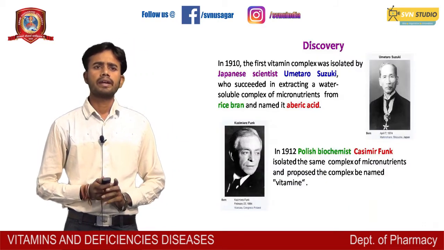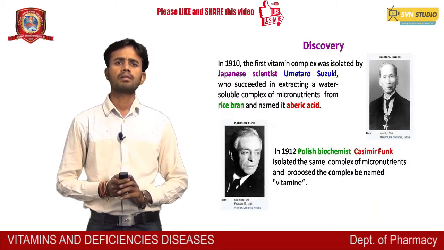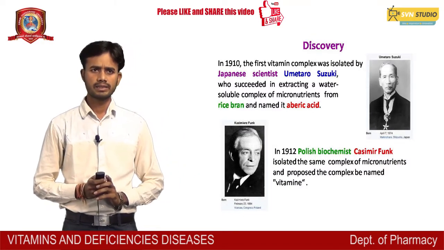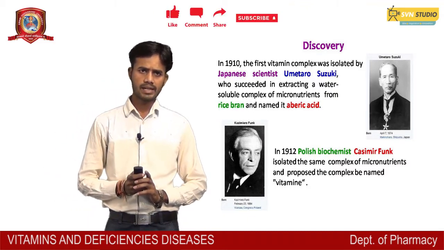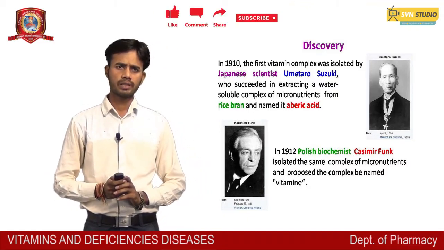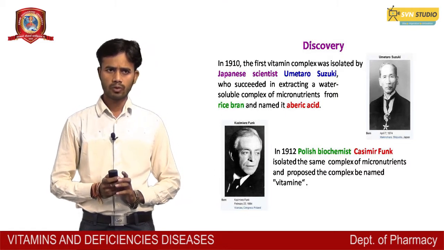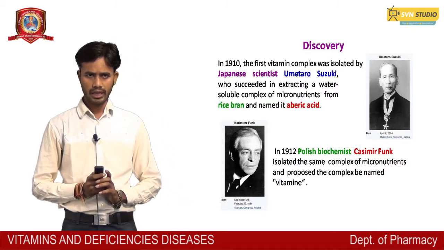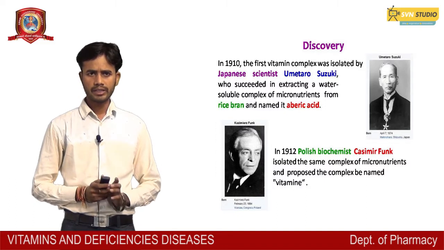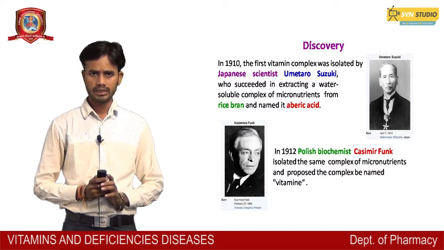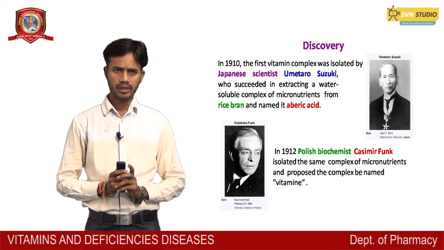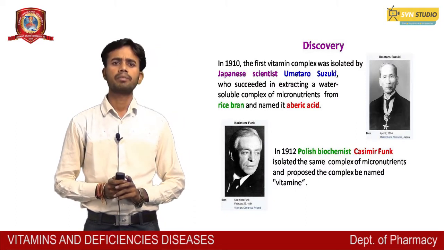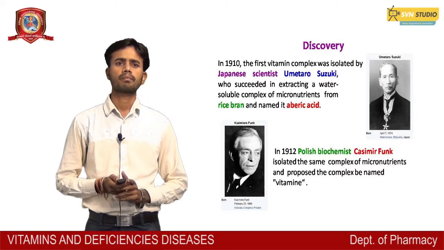Discovery of vitamins. In 1910, the first vitamin complex was isolated by Japanese scientist Umetaro Suzuki, who succeeded in extracting a water-soluble complex of micronutrients from rice bran and named it aberic acid. In 1912, Polish biochemist Casimir Funk isolated the same complex of micronutrients and proposed the complex be named vitamin.